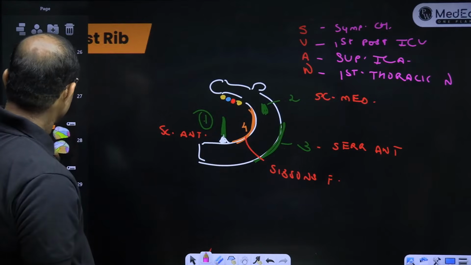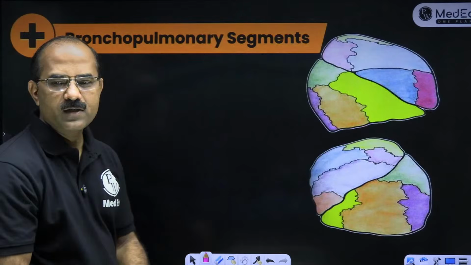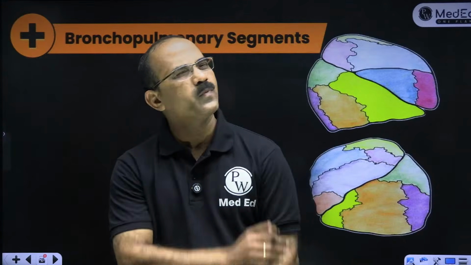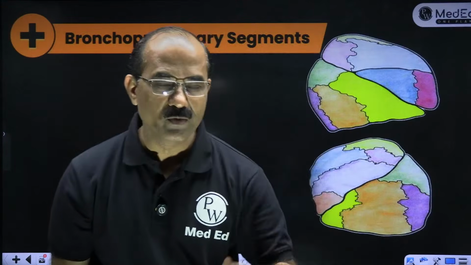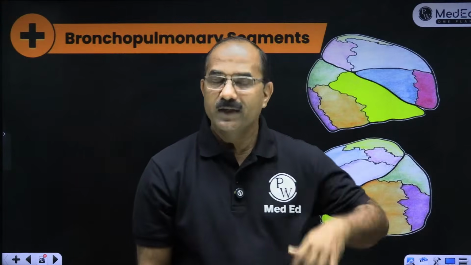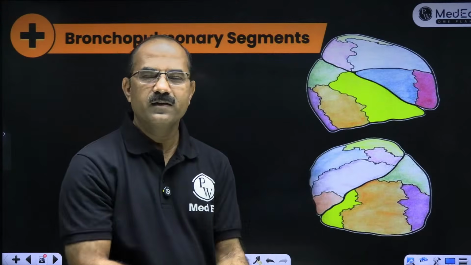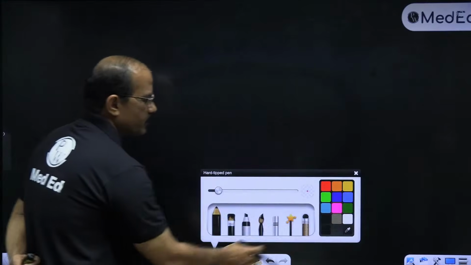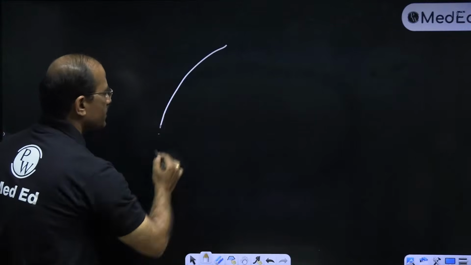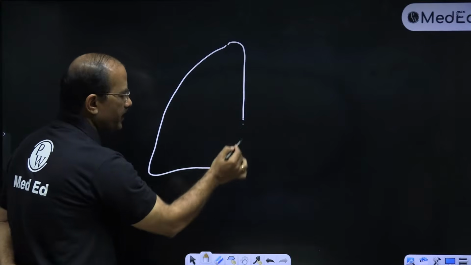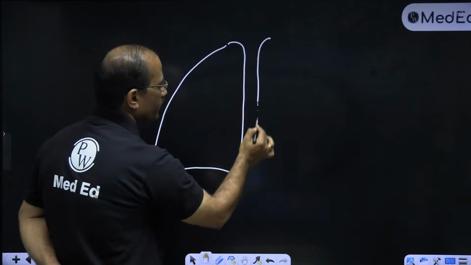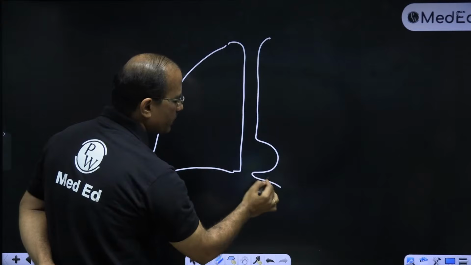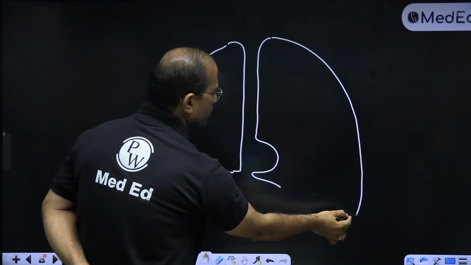Now coming to bronchopulmonary segments. Very important topic. A short note also comes, and you get diagrams of bronchopulmonary segments. Let's see this. Have a look at this. This is the right lung, this is the anterior border of the right lung. This is the left lung, this is the cardiac notch, and this is the lingula of the left lung.